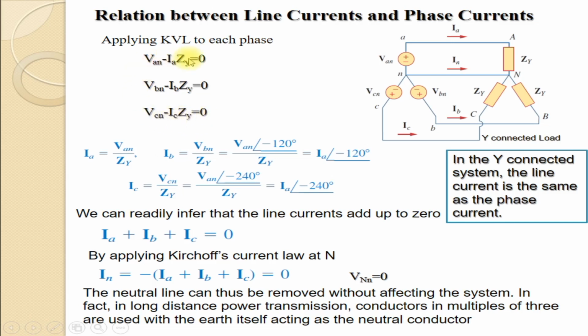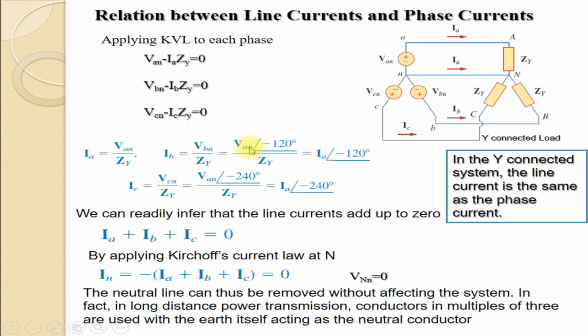From here you get IA is equal to VAN divided by ZY. Both are in phasor form. Similarly, from this equation you get IB is equal to VBN divided by ZY. And VAN, if you represent it as VAN angle 0 degrees, VBN can be represented as VAN angle minus 120 degrees, divided by ZY. ZY is in complex form.